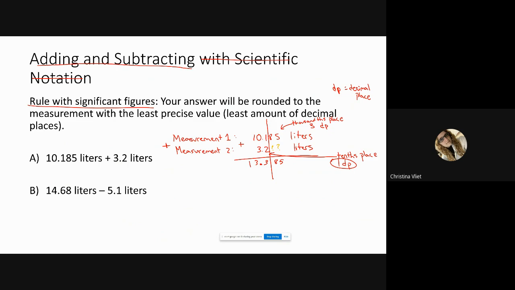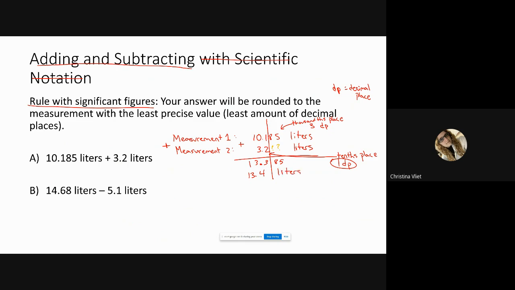So I've got 13.385. But how do I express my final answer rounded correctly to the amount of significant figures that I know for sure? It's going to be 13 point. Does the 3 stay a 3 or move to a 4? So it's 13.4. And I can't say I know what those numbers are. So that's why my cutoff's right here. And it would be 13.4 liters.